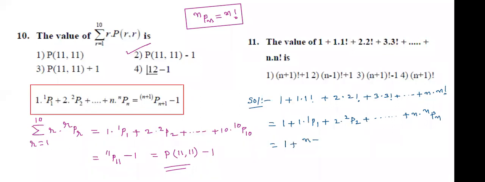(n plus 1)P(n plus 1) minus 1. So minus 1 plus 1 cancel. (n plus 1)P(n plus 1) is (n plus 1) factorial. This is the answer. Students, which option is correct? Fourth option is correct.